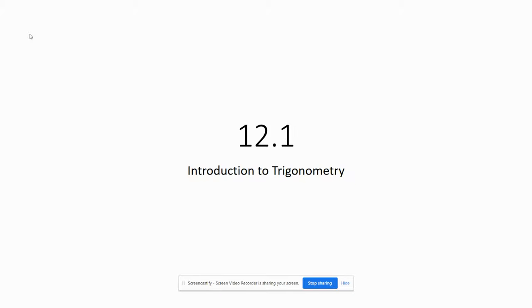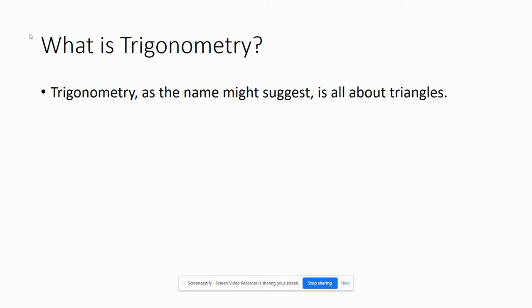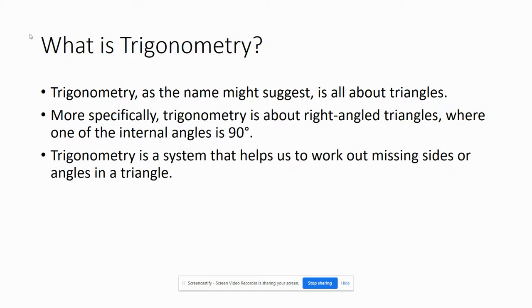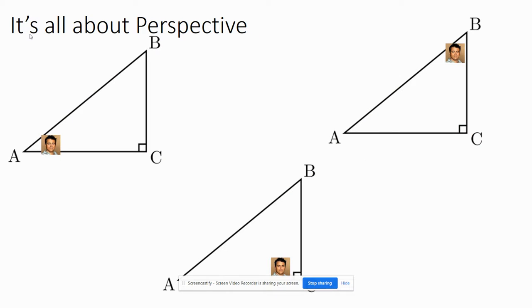In this video, I'm going to take you through where trigonometry comes from. So trig is all about triangles, specifically right triangles, where one of the angles is 90 degrees, and this helps us figure out missing sides or angles, especially when we are only given a limited amount of information.